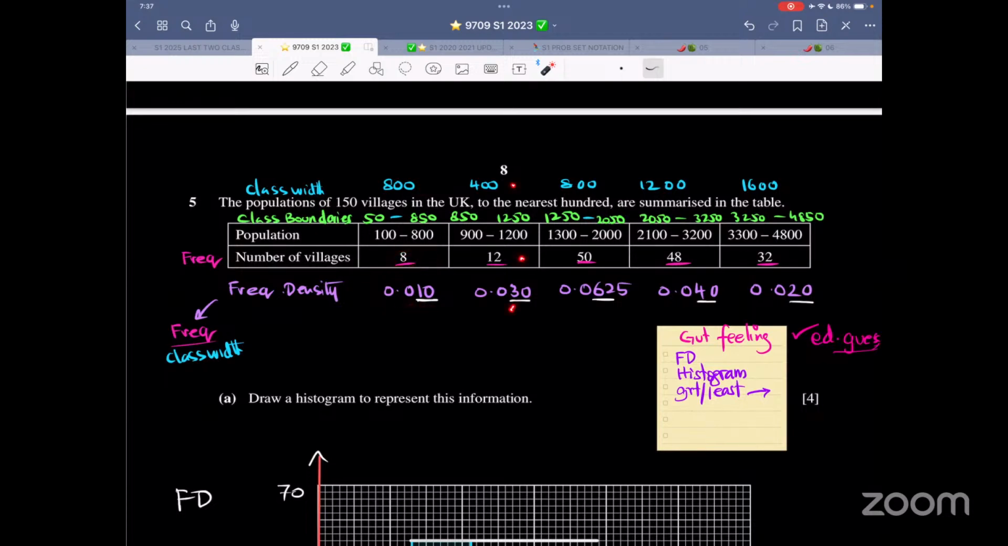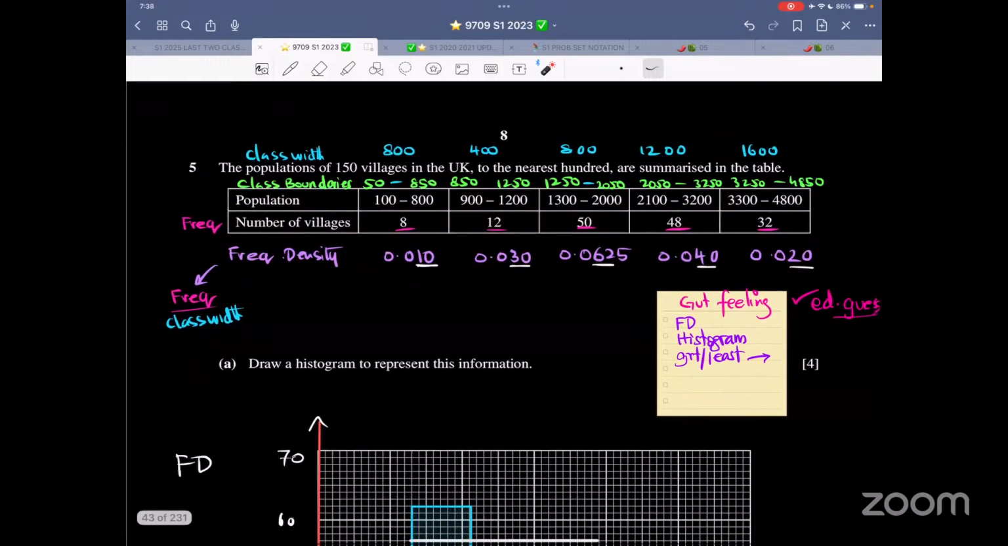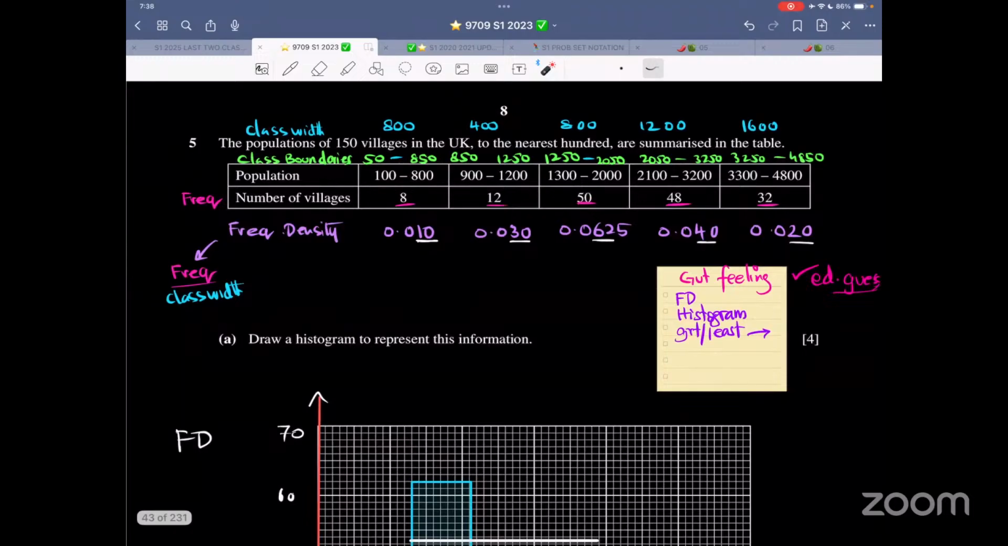Similarly, 12 over 400, 50 over 800, 48 over 1200 and 32 over 1600, you get this. Now, the very first thing is that you won't be plotting this as it is. There is something called scaling that you have done in O-level math, so apply that knowledge. Consider this as 10, this as 30, this as 62.5, this is 40, this is 20. So the smallest one is 10. Vertical axis can never be compressed.